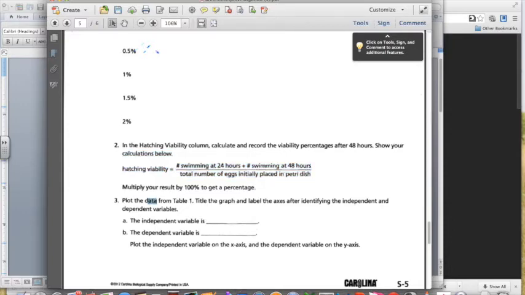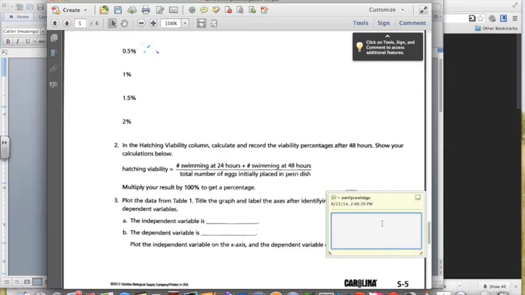So let's say that you had 1 swimmer on the first day and 5 swimmers on the second day, and then you had a total of 30 eggs. So you would have 6 over 30, or 20%. Okay, and that would be your hatching viability at that environment.